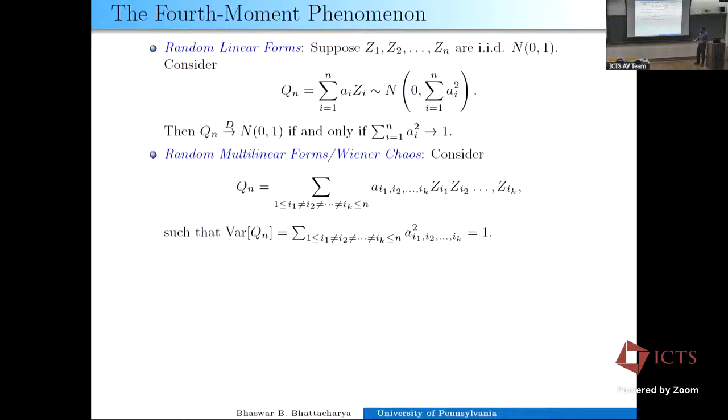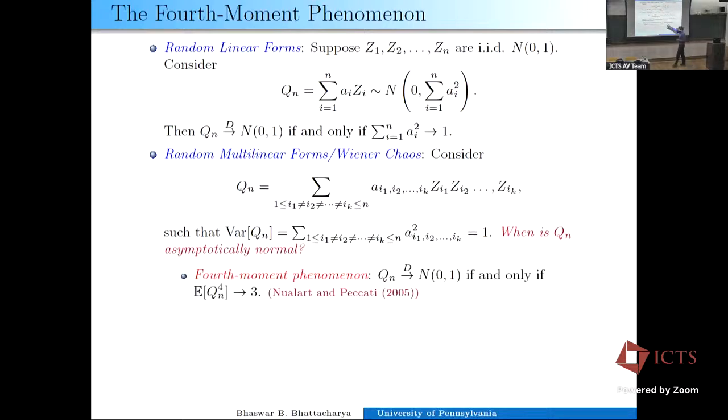So the question is, when is this thing normal? When is Q_n asymptotically normal? There is a very influential paper by David Nualart and Giovanni Peccati from 20 years ago, which says that this is normal if and only if the fourth moment of that quantity goes to 3. So this is the first occurrence of what is called the fourth moment phenomenon.